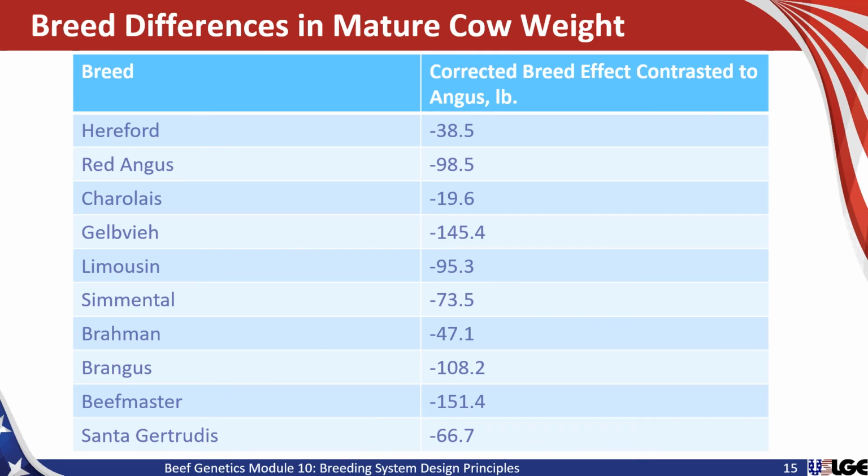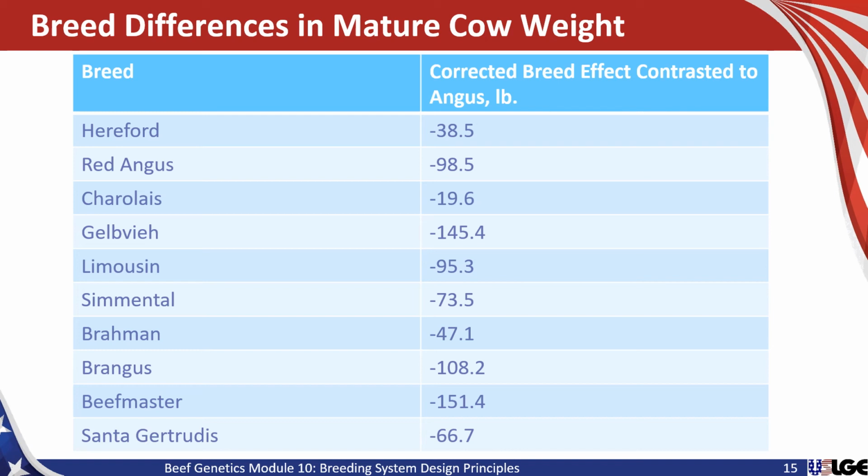This slide shows much more recent estimates of differences in mature cow weight across breeds. This is also work done with the U.S. Meat Animal Research Center. On the left, we have the breeds, and on the right, the corrected effective breed contrasted to Angus, and these deviations are in pounds. So, as an example, on average, Hereford cows weigh 38.5 pounds less at maturity compared to Angus cows.